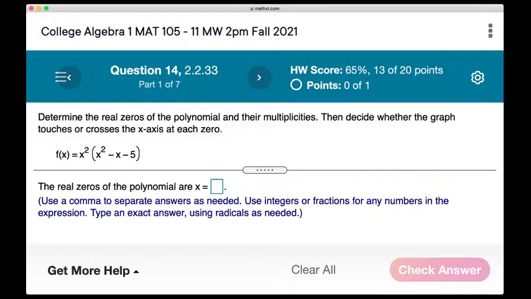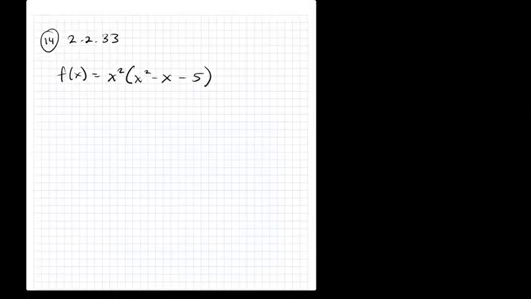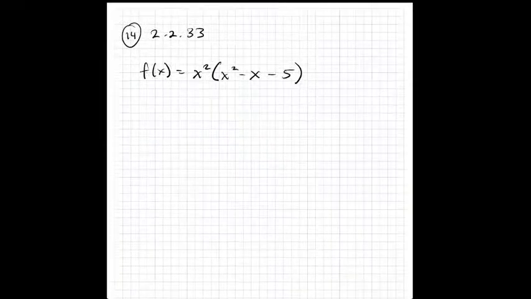So let me hop over. Oh, it sucks that it doesn't work. I think it's this one. I think maybe it's this one. There it is. Okay. And then like this.